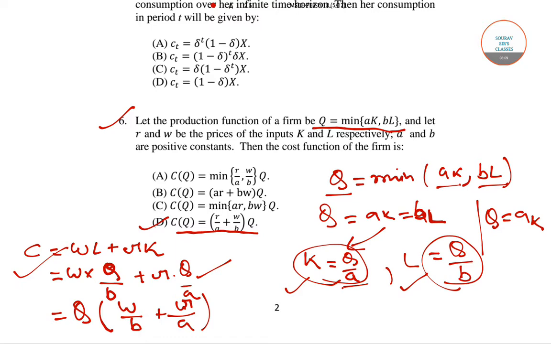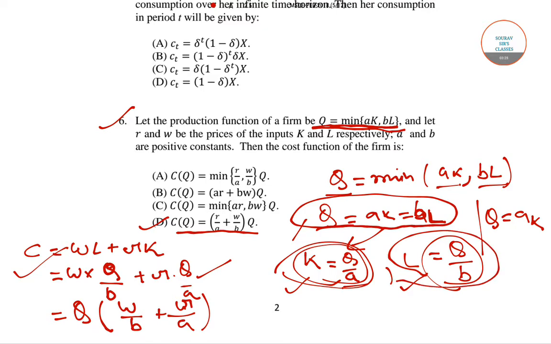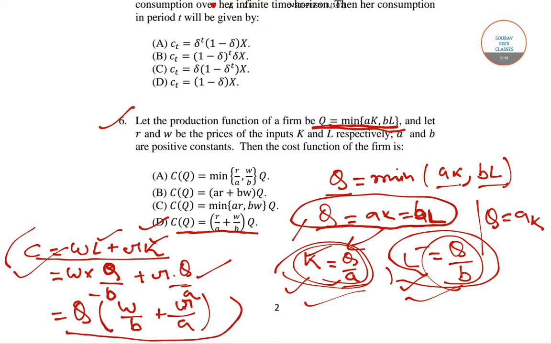So what we did in this question: first, as it is given Q equals minimum of AK comma BL, we have taken Q to be equal to AK equals BL. Now from here we found the value of K and the value of L. Having found these, we have simply put the values of K and L here. So we have found the cost function, which is Q bracket R by A plus W by B, which is option D.